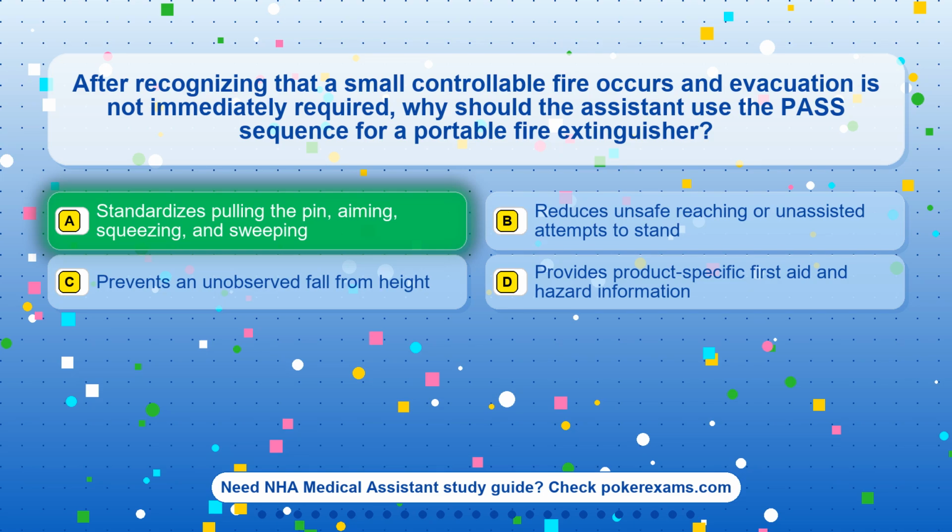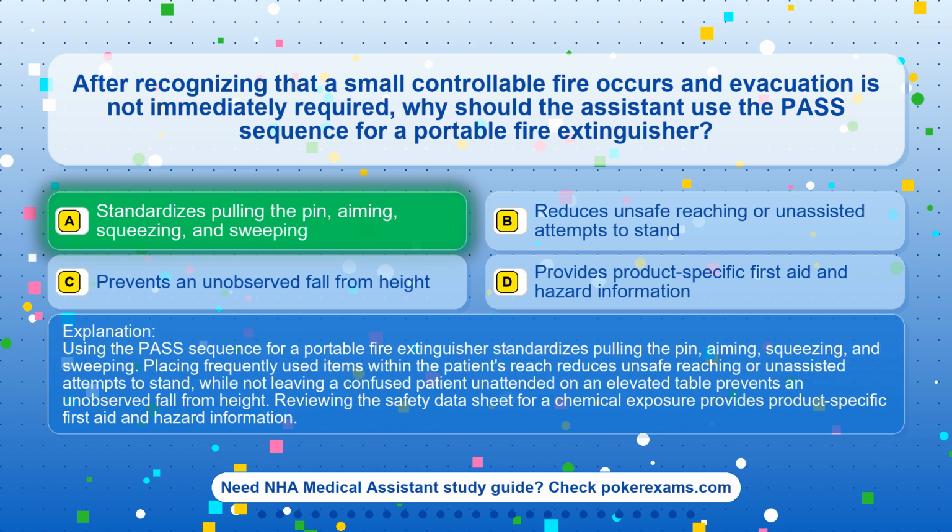The correct answer is option A, standardizes pulling the pin, aiming, squeezing, and sweeping. Using the PASS sequence for a portable fire extinguisher standardizes pulling the pin, aiming, squeezing, and sweeping. Placing frequently used items within the patient's reach reduces unsafe reaching or unassisted attempts to stand, while not leaving a confused patient unattended on an elevated table prevents an unobserved fall from height. Reviewing the safety data sheet for a chemical exposure provides product-specific first aid and hazard information.